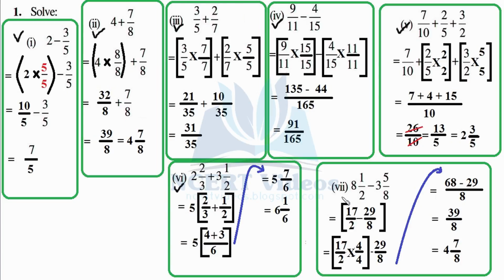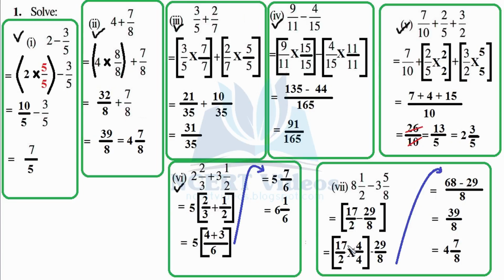Now last part, 8 and a half minus 3 and 5 by 8. We will change it from mixed to simple fractions. 8 twos are 16 plus 1 is 17 by 2, minus 8 3s are 24 plus 5 is 29 by 8. Now in order to make this denominator 8, we have to multiply it by 4 in both numerator and denominator, therefore doing the same, and this fraction as it is. Now we will solve this.